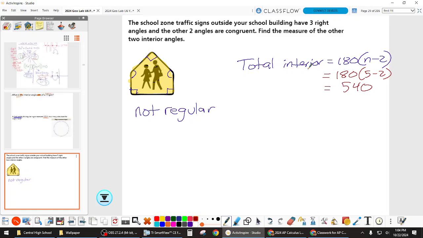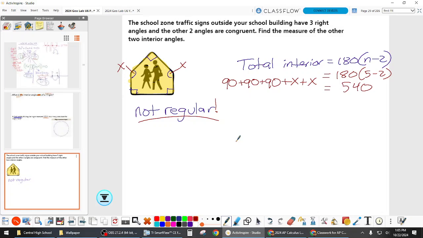I do know that I have 3 90s. So start putting that on there. And then I have 2 congruent angles. What should we call them? What should we call these 2 that we don't know? Like we don't know them. What do we usually call things like that? We call them x, right? And they're the same, so call them both x. Okay? Everybody clear on where that all came from?